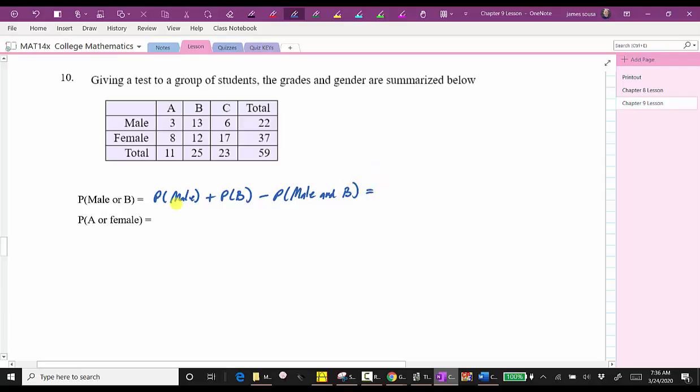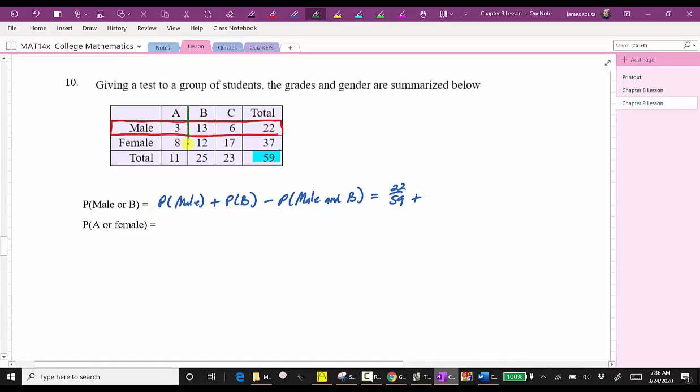So looking at the table, the probability of selecting a male, looking at this row here, notice there are 22 males out of a total of 59 students. The probability of male is 22 divided by 59, and then we have plus the probability the student received a B. Well, here's the B column. Notice how there are 25 B students out of 59, so we have plus 25 divided by 59.